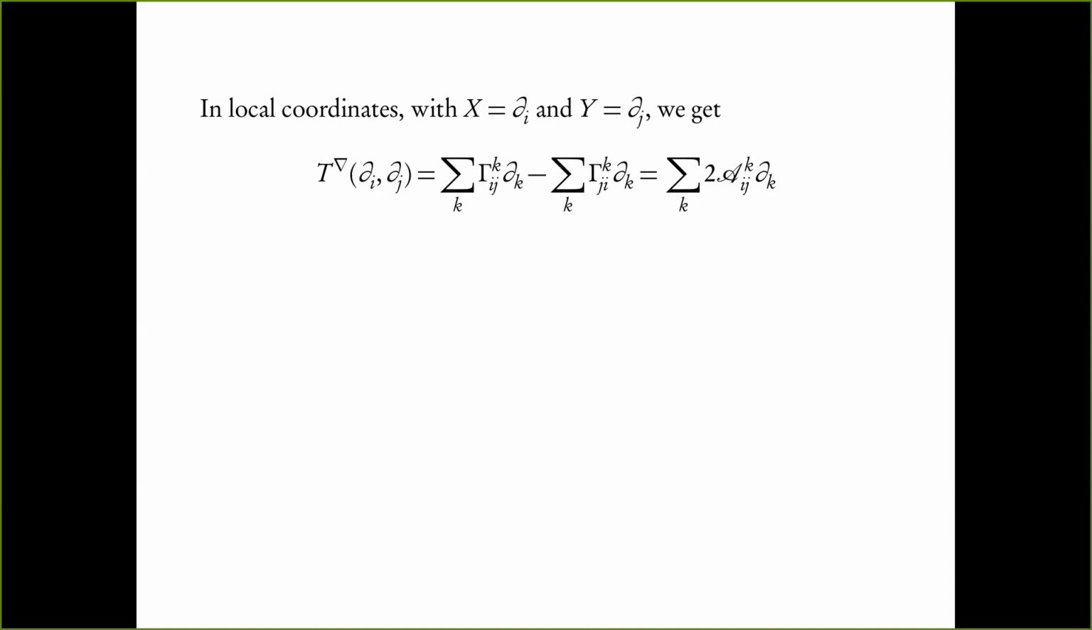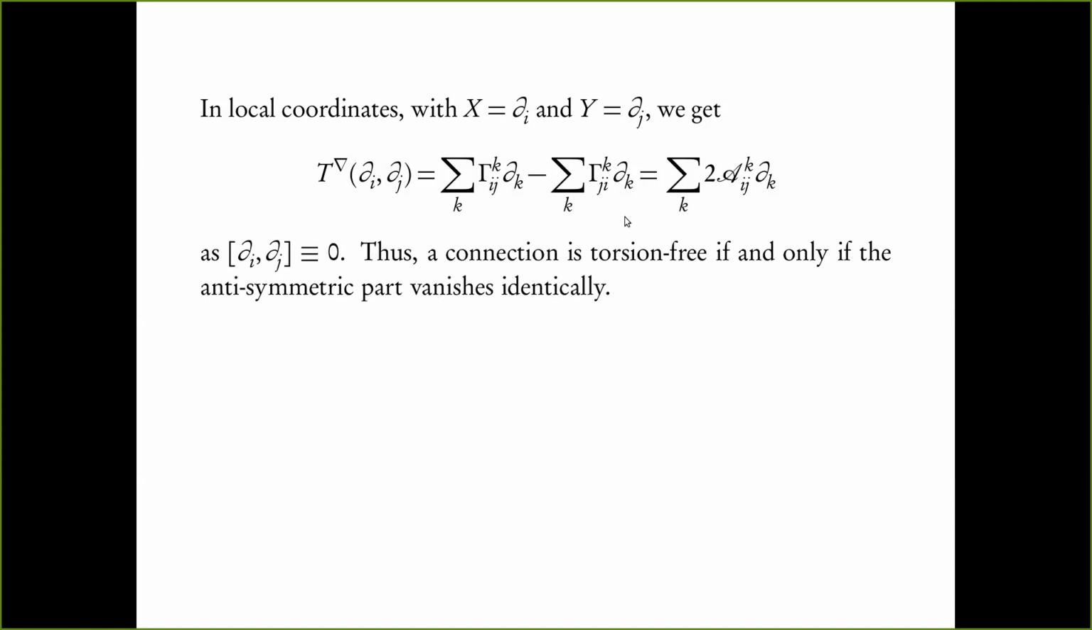So this being 0 for all i and j means that twice the antisymmetrized Christoffel symbols is 0, because del by del x^k forms a basis. But that simply means what? That simply means Gamma^k_ij equals Gamma^k_ji, right? So a connection is torsion free if and only if the antisymmetric part vanishes identically, which means Gamma^k_ij is Gamma^k_ji for all k and i and j.